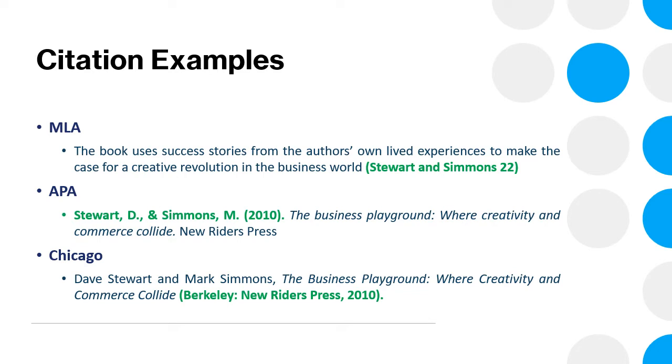Whereas in the APA style, you will write the same citation as Stewart D and Simmons M 2010. Here, the bracket is on the year only and the author's name is outside the bracket. Whereas in the Chicago style, you will write Brackley New Riders Press 2010. So citation is different from one style to another, from MLA to APA and APA to Chicago. Each style provides a different citation framework wherein you have to frame your citation.